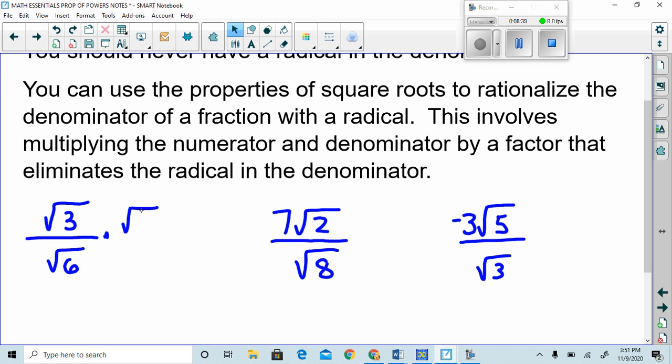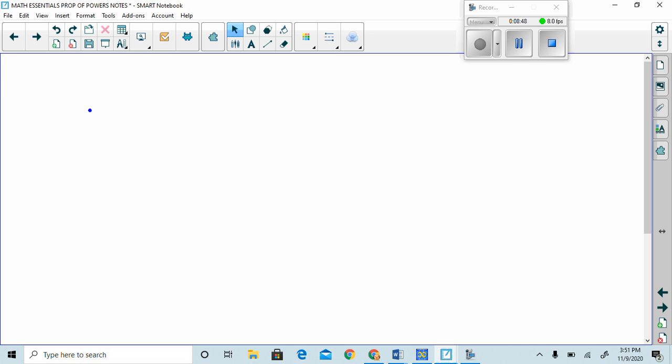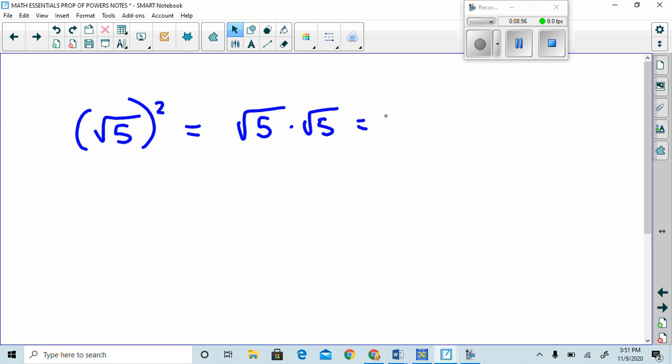We're going to get any number times itself, any radical times itself. And I think I did this already, but let's just look at this one more time. If I take a radical and square it, what does that mean? I'm going to take square root of 5 times the square root of 5, which gives me square root of 25, which ultimately comes out to a whole number integer.